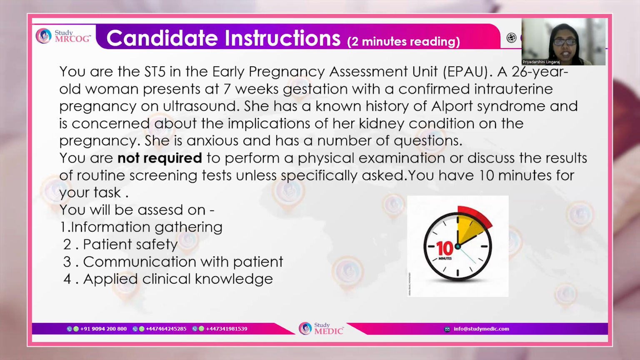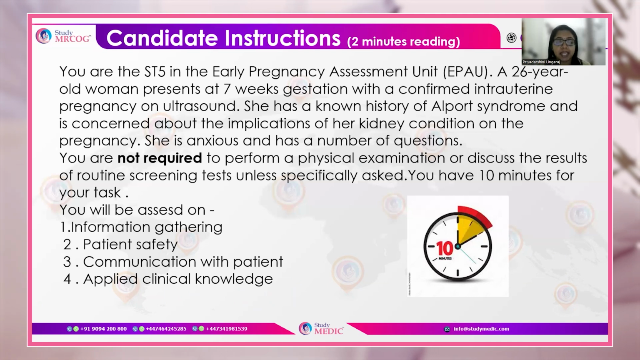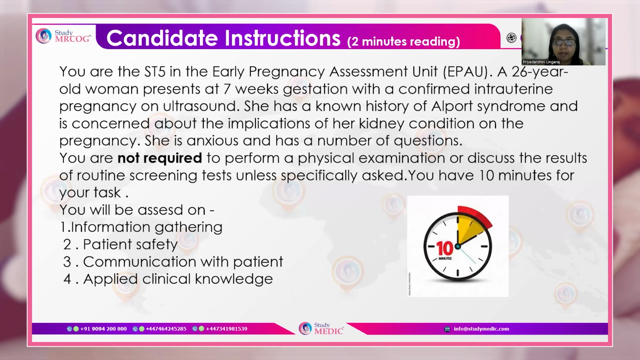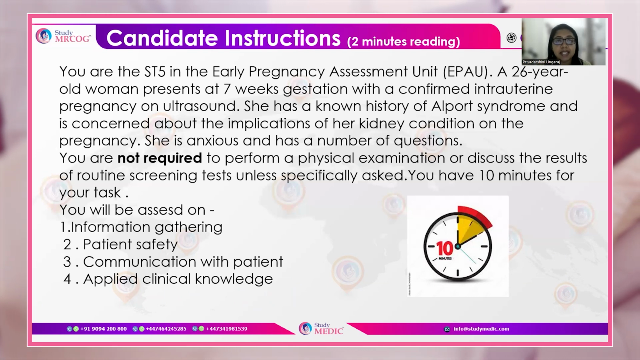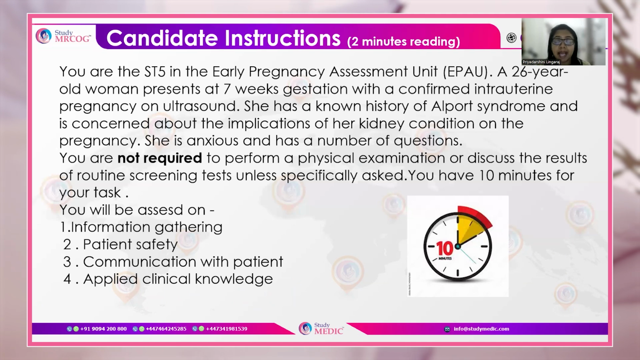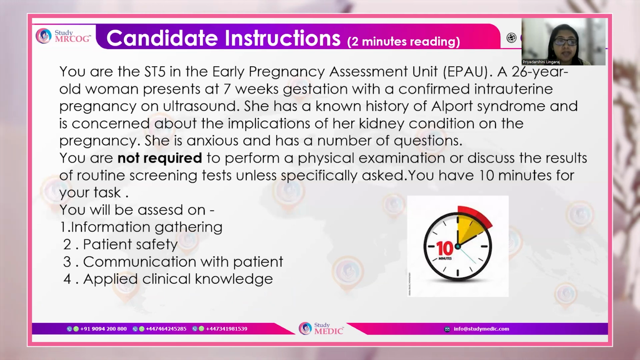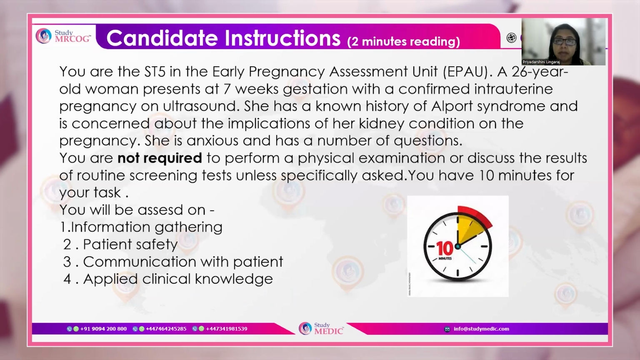Next, I have the information about my patient. A 26-year-old woman, 7 weeks gestation with an intrauterine pregnancy, with a history of Alport syndrome. She is worried about the implications of a kidney condition on the pregnancy. She is very anxious, so I already have a mindset of what my role player is going to be like. It's also given that I'm not required to perform a physical examination, so I can go ahead with explaining Alport syndrome. I definitely have more time for that. And for all the tasks, we have 10 minutes for performance.